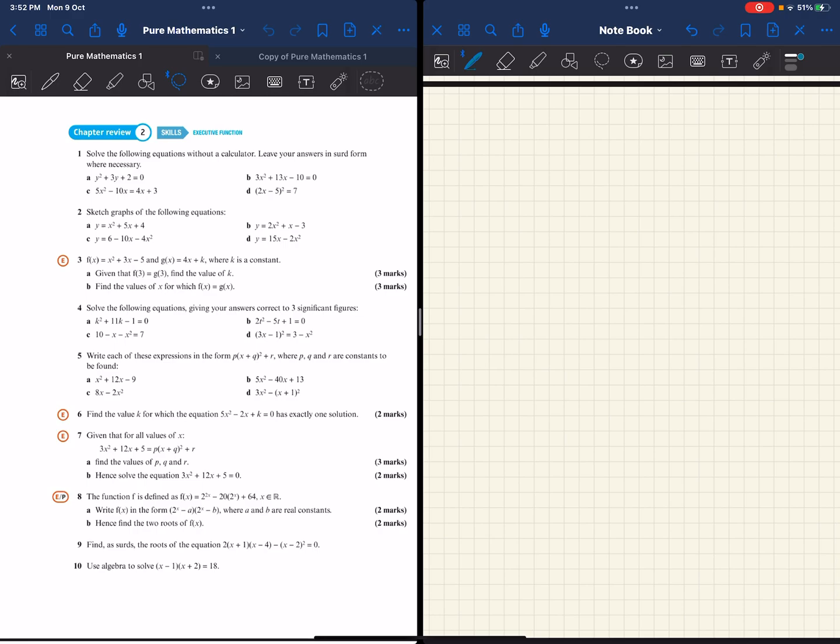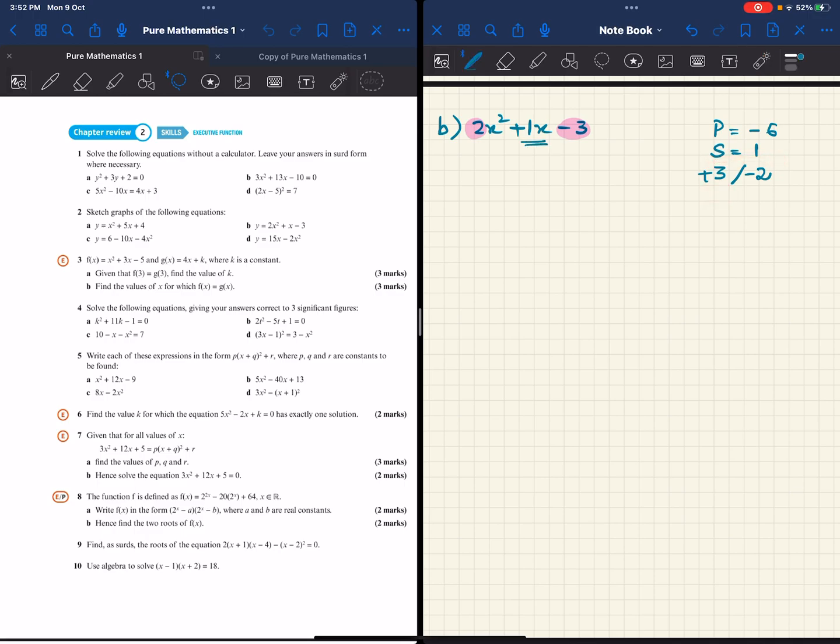Moving on to B, we have 2x squared plus x minus 3. Now here the product is the coefficient of x squared into the constant. So the product is equal to -6. Sum is equal to the coefficient of x, which is 1. What are the two numbers that multiply to give us -6? They could be 3 and 2. Since the product is negative, one of the numbers has to be negative. -2 plus 3. Since the sum is positive, the bigger number has to be positive.